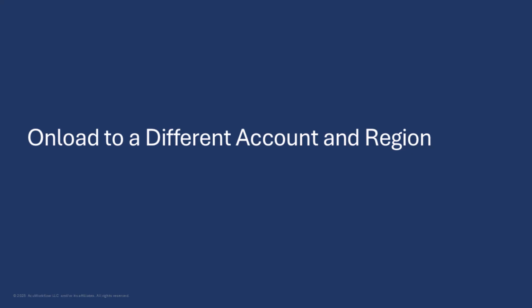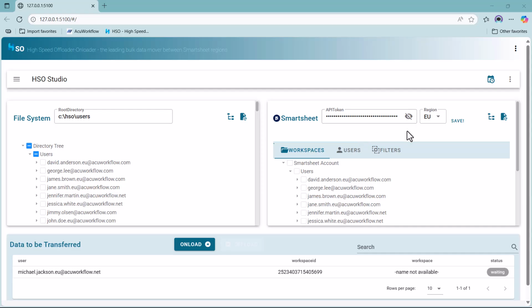Now let's take a look at the process to onload a workspace to a different Smartsheet account in a different region. We'll start at the point where we refresh the file system pane. Then we will need to provide a sysadmin token for the target Smartsheet account, and we will need to select the appropriate region for that account as well, and remember to click Save.